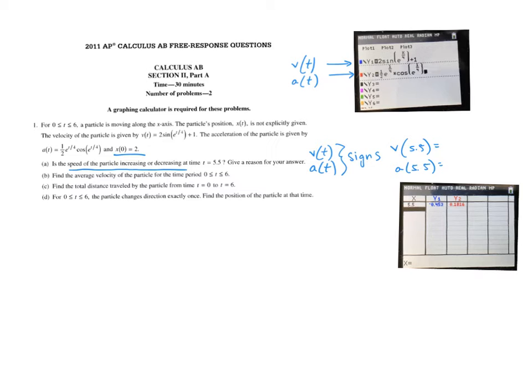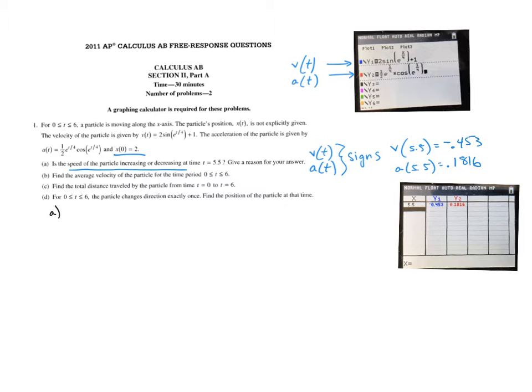So I went to my table and my calculator and I have my independent variable set to ask and I plugged in a 5.5 and whenever I did that I saw that v of 5.5 is a negative 0.453 while a of 5.5 is a positive 0.1816. So to answer the question, is the particle speeding up or slowing down at t equals 5.5? I would say that the particle is slowing down, or its speed is decreasing.